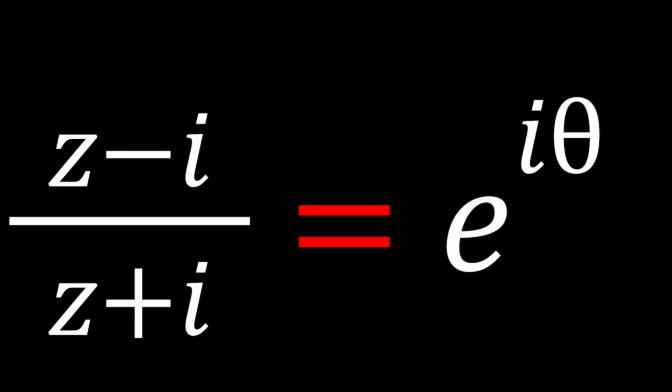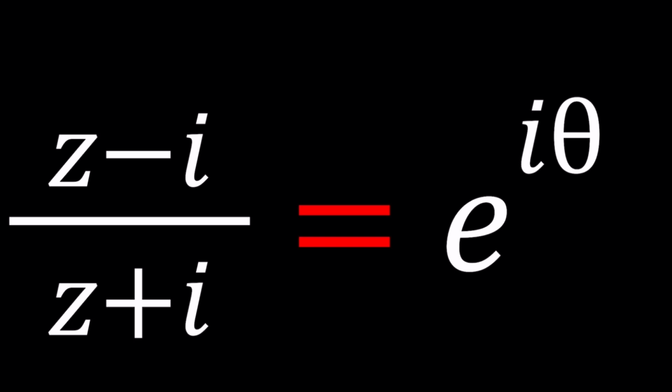This channel is all about complex numbers, and in this video we're going to be solving an equation. I guess we could call this a rational equation, but we're also going to be using Euler's formula. Okay, so a couple different things. We have the quotient of z minus i and z plus i, and that's equal to e to the power i theta. Hopefully this is familiar to you. If not, if you're new to complex numbers, go ahead and check out the lecture videos.